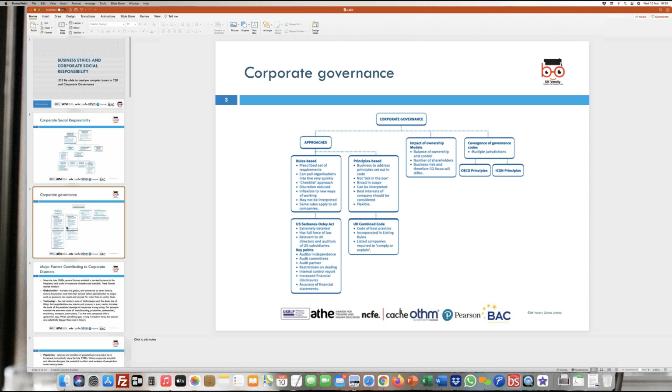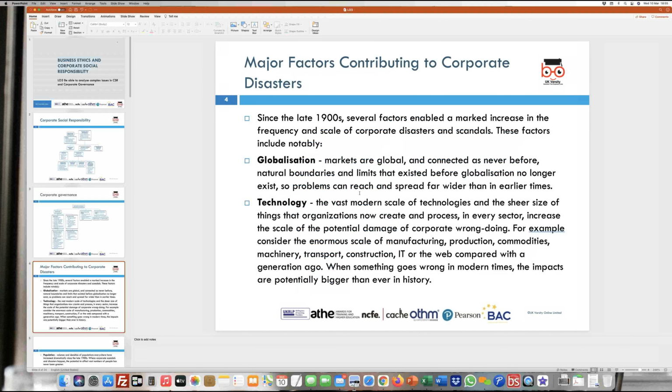And this allows the companies to develop their own code of practice, code of conduct, which follows the clear principles or guidelines which have been set out in terms of corporate governance. So from our perspective, what we need to be able to do is now look at understanding the various factors which contribute towards corporate governance and which give rise to the question of what is called corporate social responsibility.